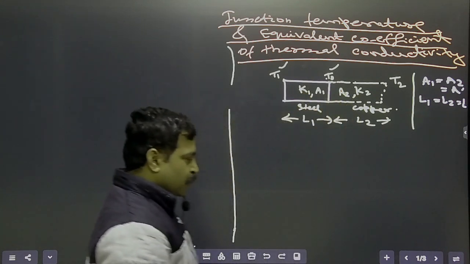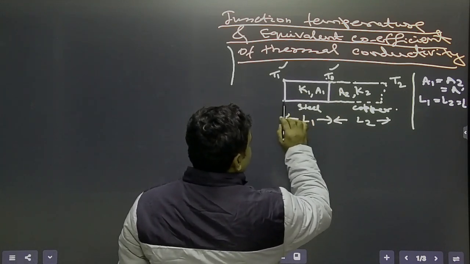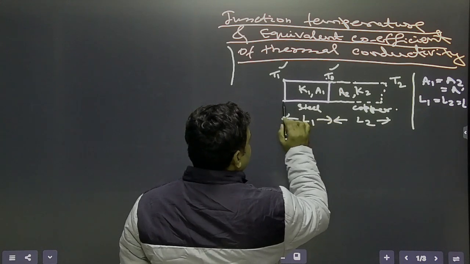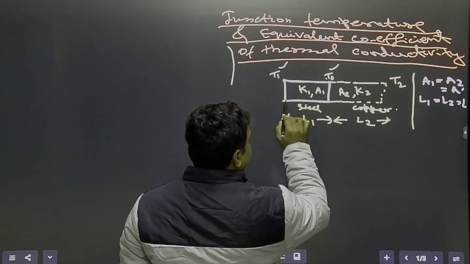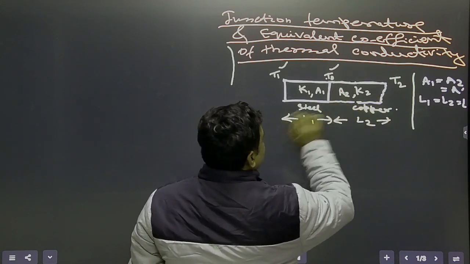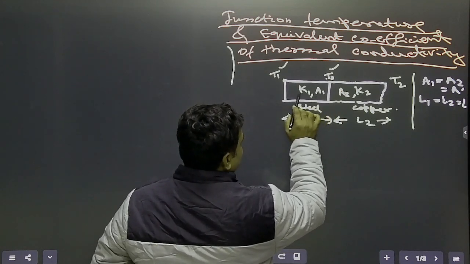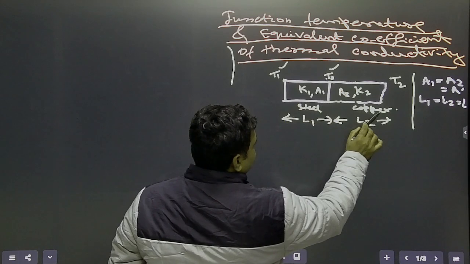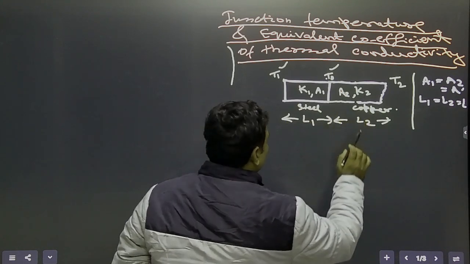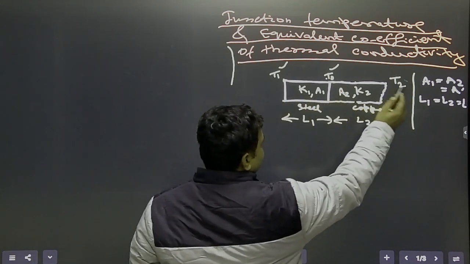when joined together. So now you see here, suppose this is the material steel and the other material here is copper. The cross sectional area of the steel is A1, the thermal conductivity K1. Similarly for copper this is A2 and K2. The temperature at this end is T1, and at this end this will be T2.